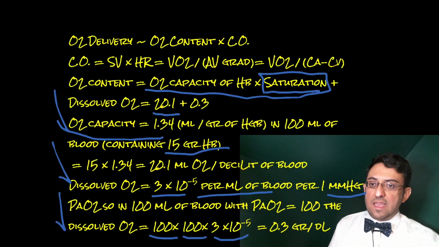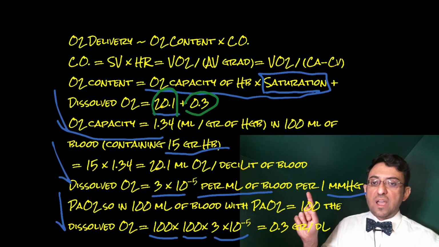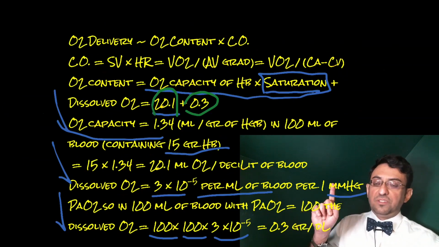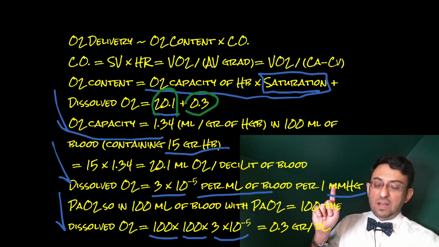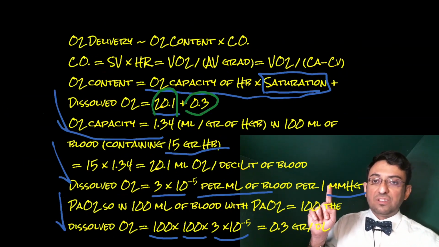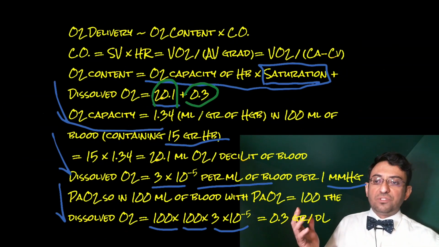So at the end, oxygen content would be 20.1 plus 0.3, but one of them is the hemoglobin bound, so it is defined as milliliter per deciliter of blood, and the other is the purely dissolved oxygen and is defined as gram per deciliter. So we have 20.1 milliliter plus 0.3 gram per deciliter of blood as the total oxygen content. Now let me tell you what's the clinical relevance of this.